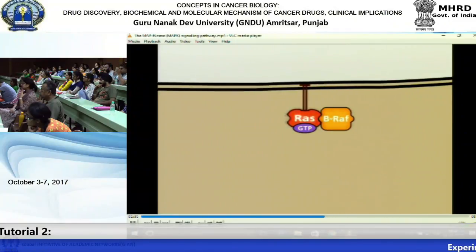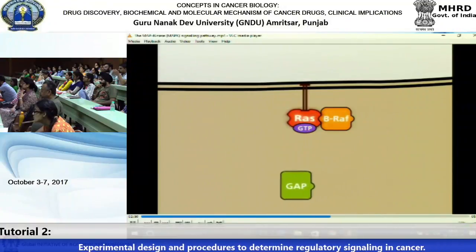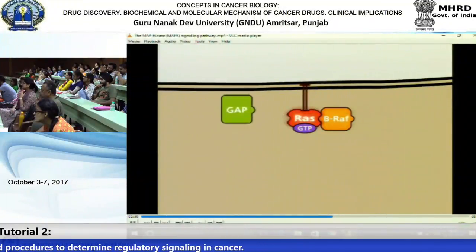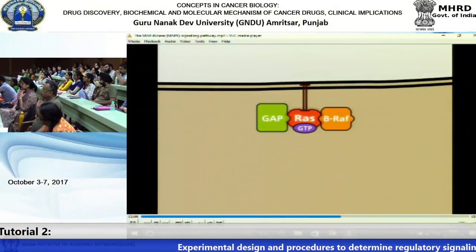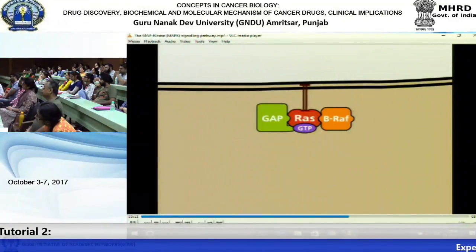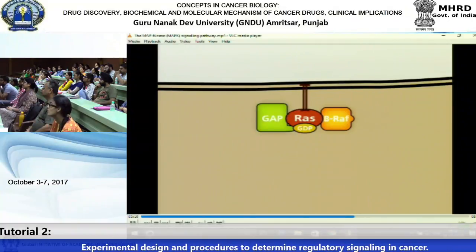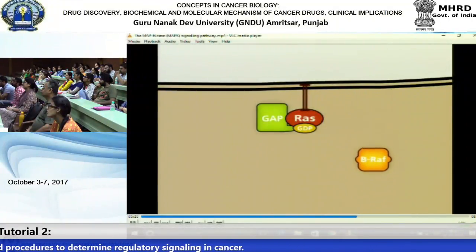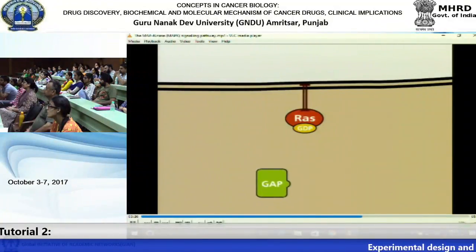RAS-GTP is inactivated by the GTPase activating protein, also known as GAP. GAP binds to RAS-GTP and increases the very weak GTPase activity of RAS by several orders of magnitude. GAP achieves this activation by providing a domain that assists the RAS protein in the hydrolysis of GTP. The bound GTP is hydrolyzed to GDP. GDP-bound RAS is no longer active and can no longer bind to BRAF. As a result, the MAPK signaling pathway is turned off.